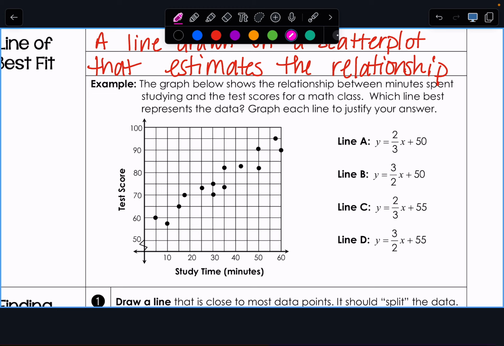So for line A, if y equals mx plus b, what's our y-intercept in line A? 50. So I'm going to put a dot at 50. If our slope is 2/3, then I'm going to count up 2 over 3. Up 2 over 3.